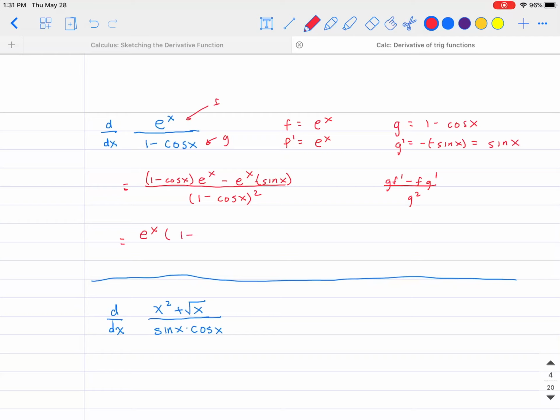So the final answer would be e to the x times 1 minus the cosine of x, and then minus the sine of x, and all of that is divided by 1 minus the cosine of x quantity squared, and we'll go ahead and leave that as our answer then.